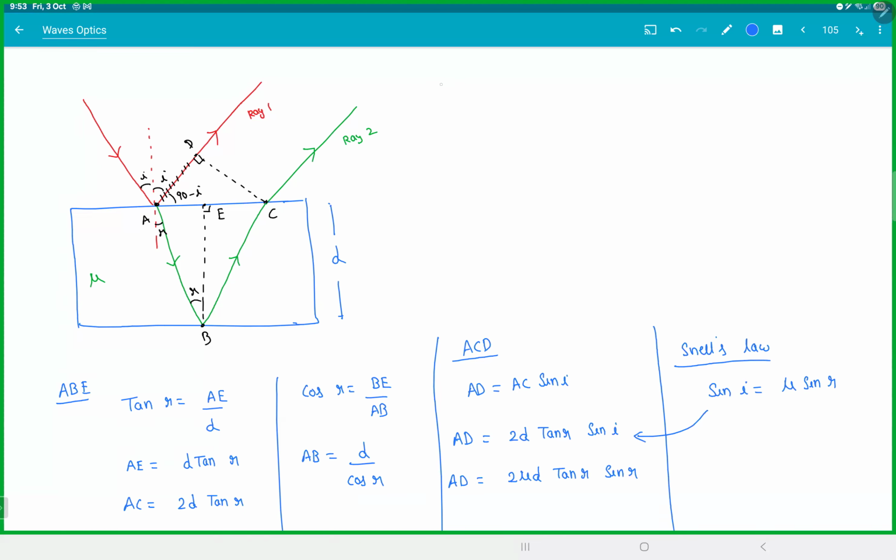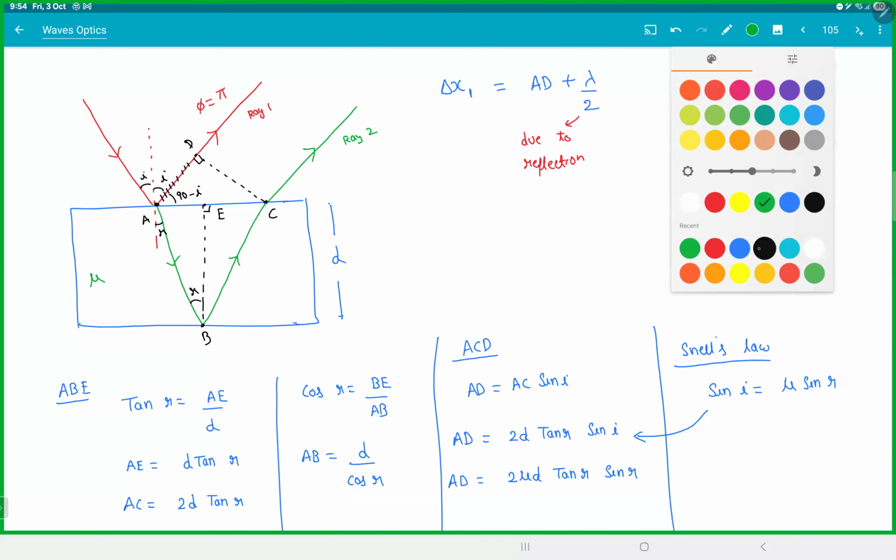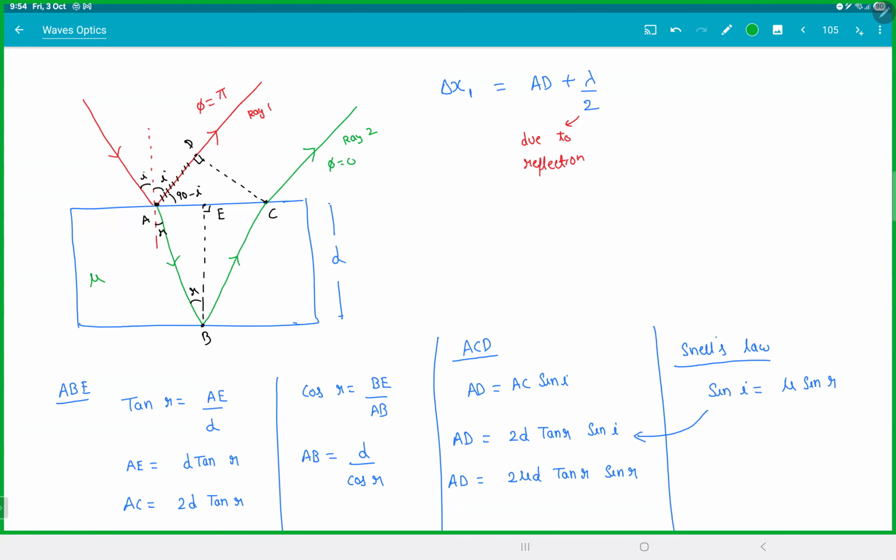Now let's find the path difference. Let's say ray 1 is traveling AD distance plus lambda by 2. Agreed? Because of reflection, you'll also have a phase shift of pi. So this whole thing I'm teaching you is a theory and the concept basically. This one will have a phase 0.